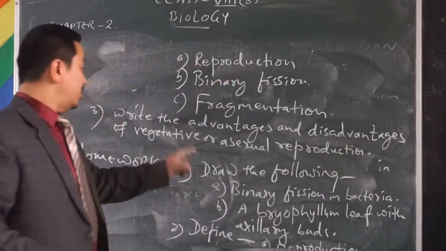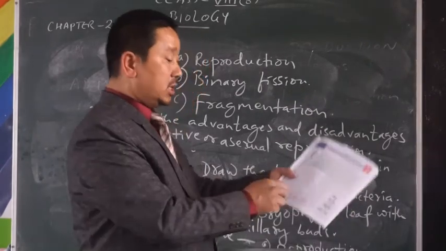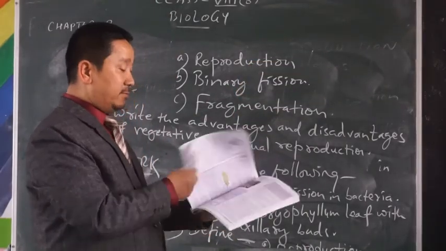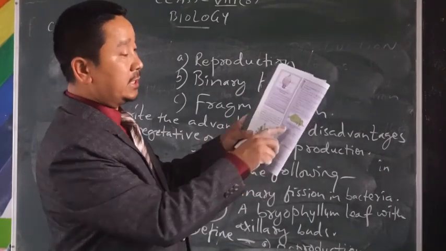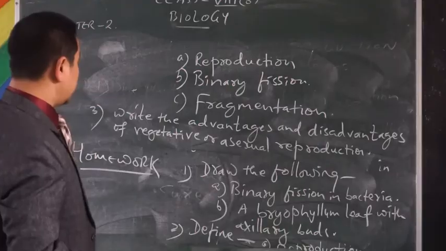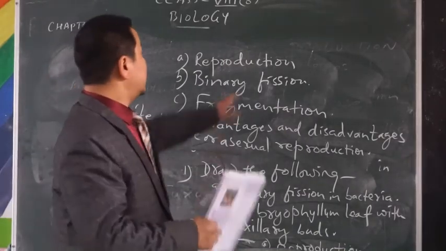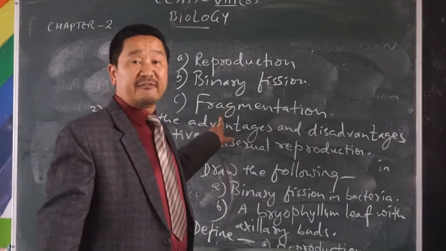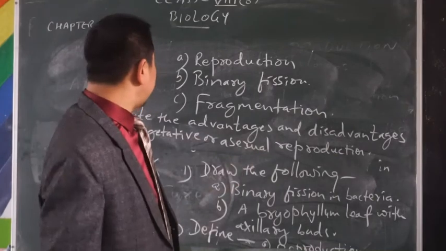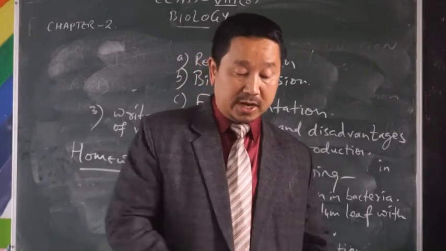Alright, so number one homework is draw the following: binary fission in bacteria, and the bryophyllum leaf. Here you can see page number 16, this is the diagram that you have to draw. Then number two, define the following terms: reproduction, binary fission, and fragmentation. And number three, write the advantages and disadvantages of vegetative or asexual reproduction. Alright, so this is what you have to do.